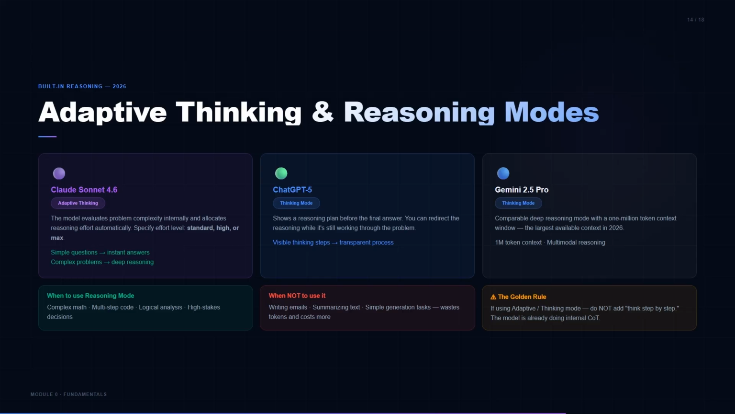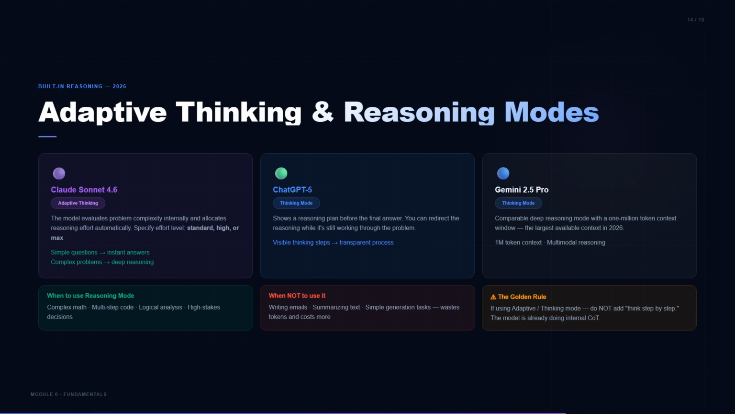The golden rule for all of these reasoning modes: if you are using adaptive thinking or any built-in reasoning mode, do not add "think step by step" to your prompt. The model is already doing internal chain of thought. Adding the instruction manually does not help and can actually interfere with the process.